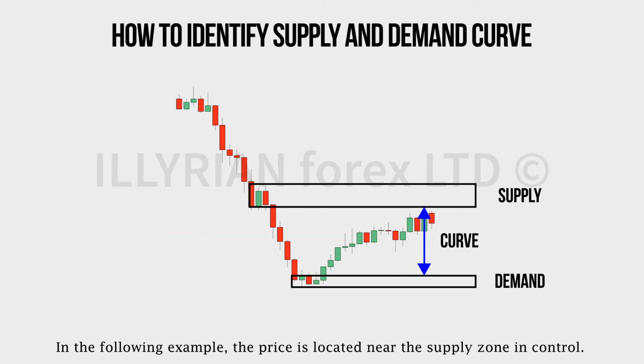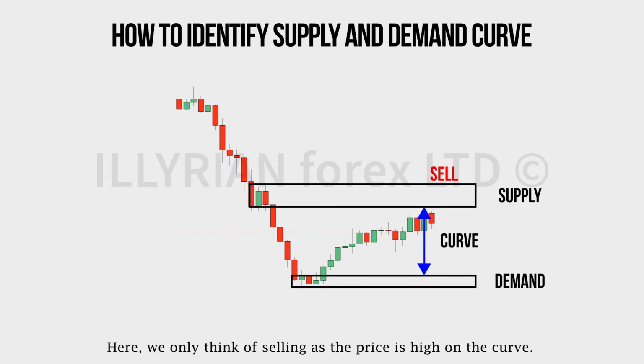In the following example, the price is located near the supply zone in control. Here, we only think of selling as the price is high on the curve.